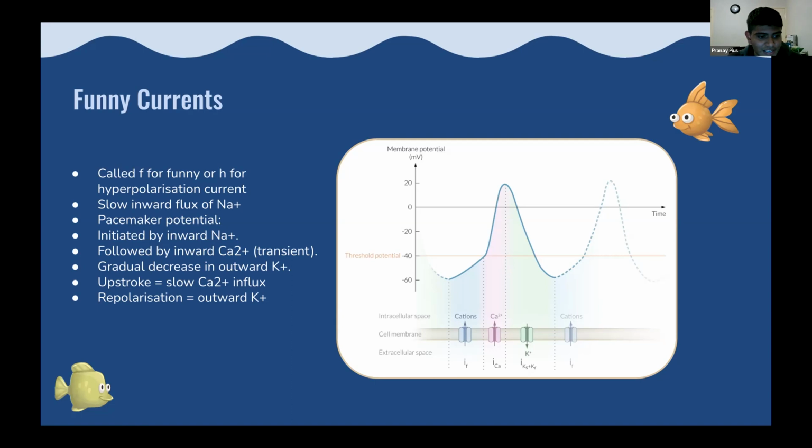And then in order to keep the funny current alive, so instead of going too far down, you've got the repolarization with this slow calcium influx. But what happens is you've got this repolarization through the outward K+, which is balanced with the calcium. Because you've got a slow ion influx and efflux, you don't get too much of a decrease.